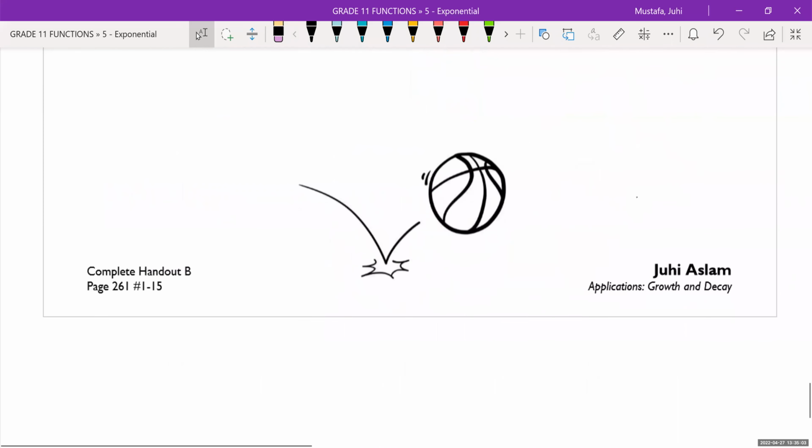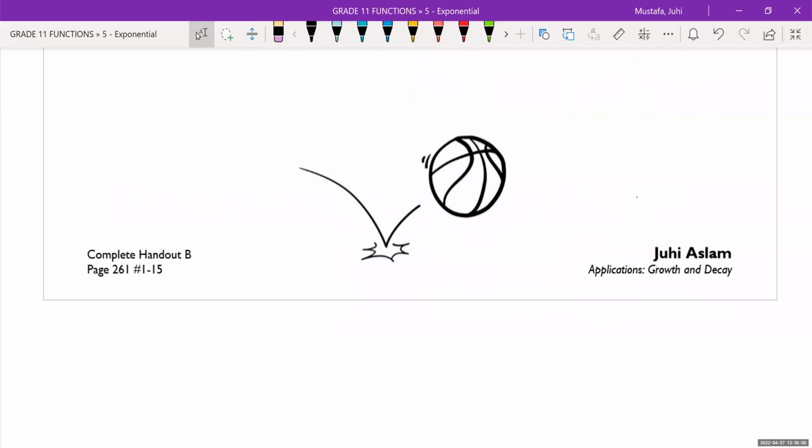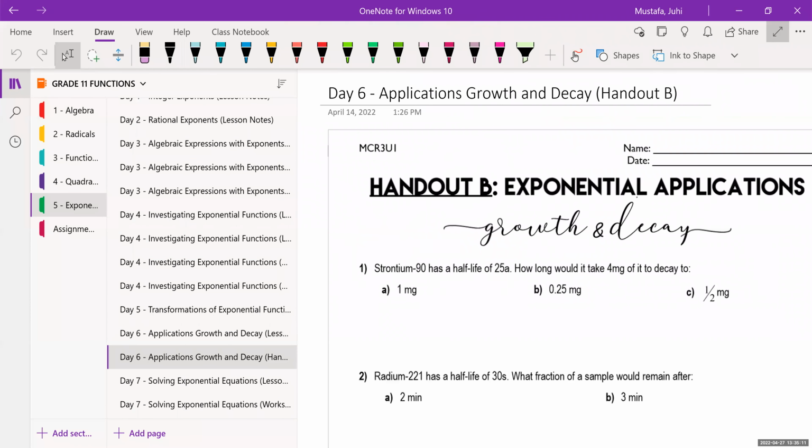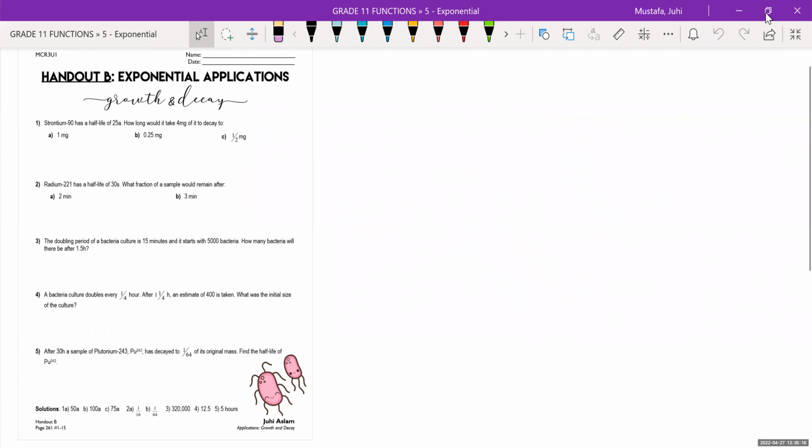Let me just tell you your homework. There are textbook questions, page 261, numbers 1 to 15, and handout B has also been given to you. The answers are at the bottom. There aren't too many questions, so I'll just show you this so you can take a picture of it.